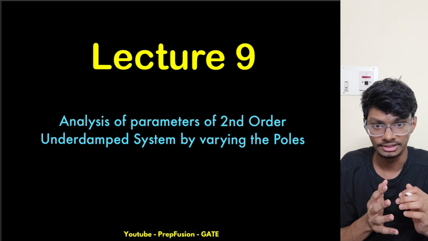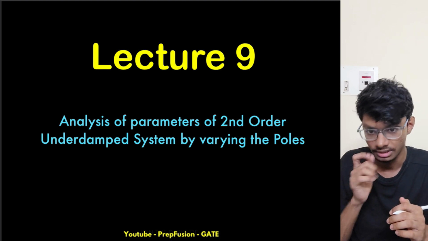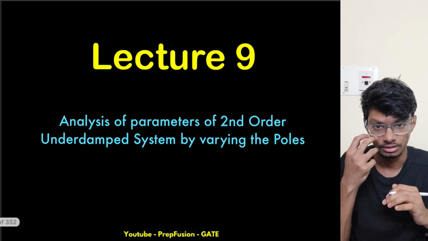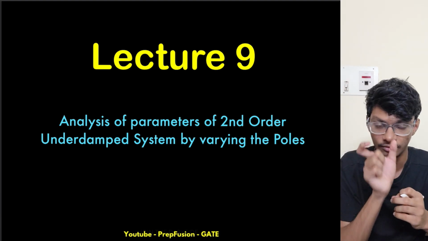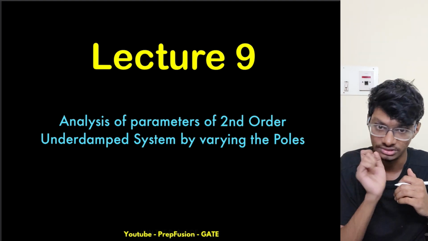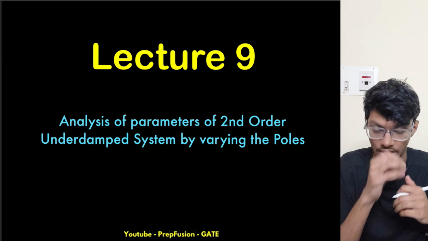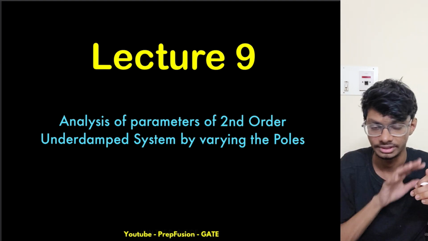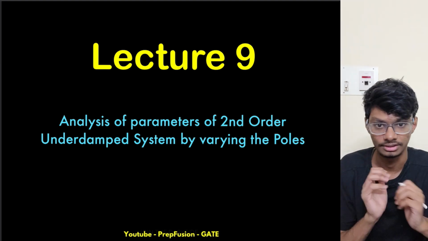So before starting the lecture, what I will say is you try to analyze the conditions by yourself. First I will write what things are varying and what things are constant, so you try to analyze those by yourself, pause the video, then you see my solutions, how I am analyzing and how I am comparing the time domain parameters, basically varying the poles, right? Okay, so let's start the lecture.